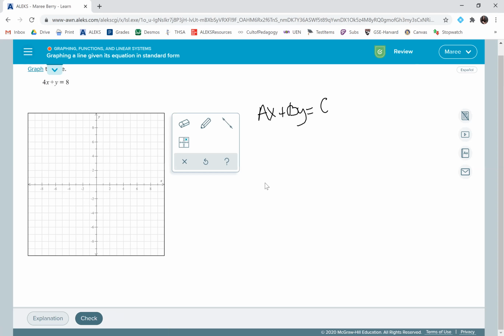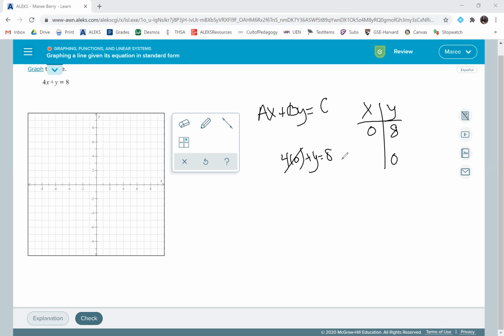So we have 4x plus y equals 8. What I like to do is have my x and y table, and I'll pick 0 for x, and then when I'm done with that, I'll pick 0 for y. So when I plug in 0 for x, I have 4 times 0 plus y equals 8. Since this is just 0, we just have y equals 8, so I'll put an 8 there.